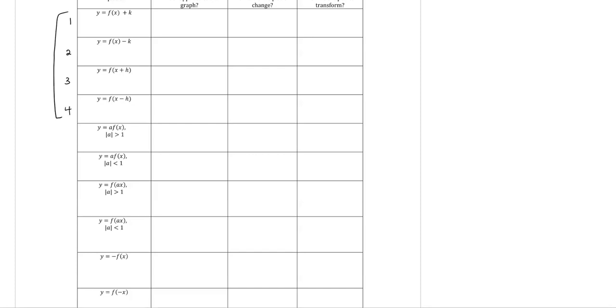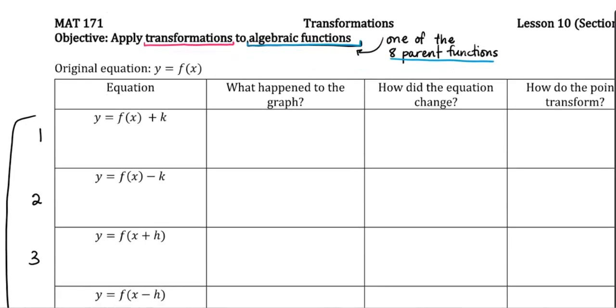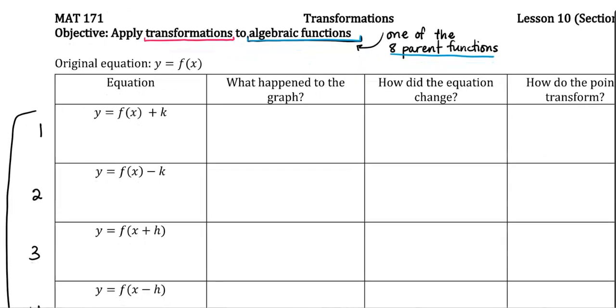The first 4 transformations are all shifts. And what I mean by shifts is it either shifts the graph up, down, right, or left. So in all of these examples that we're going to look at, we're always going to be starting with some original equation, y is equal to f of x. And this is one of those 8 parent functions, any one of those 8 parent functions.